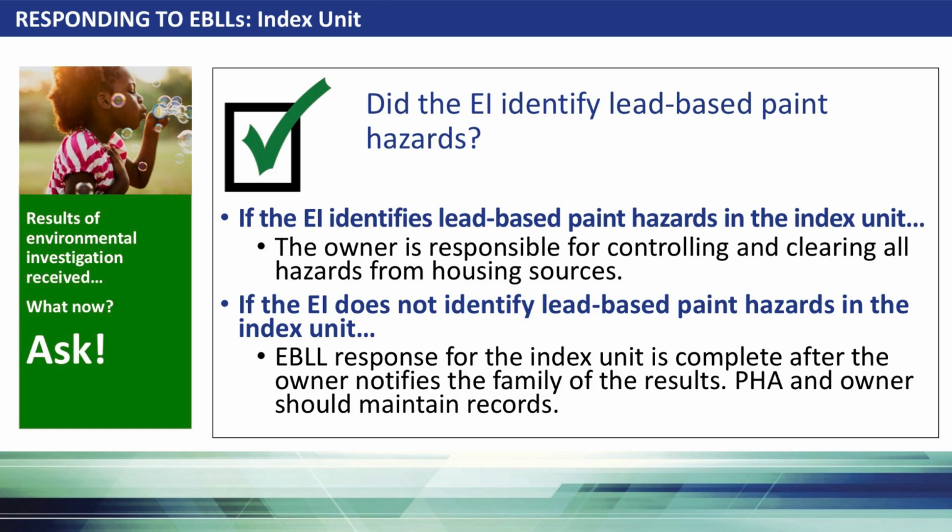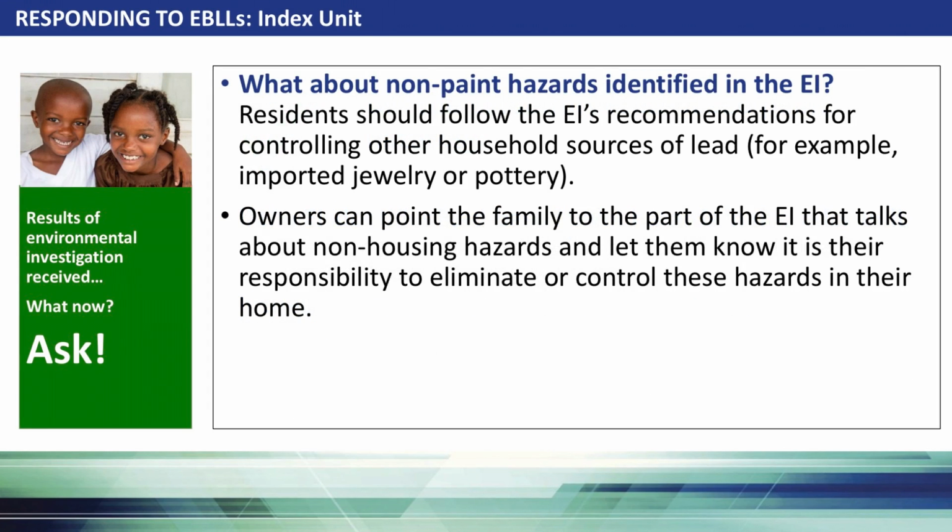One important point about the environmental investigation is that the report will not just identify hazards from lead-based paint, but will also identify other household sources of lead if discovered as part of the investigation. The owner is only required to control lead-based paint hazards identified in the EI, but families should follow the report's recommendations for controlling other non-paint household sources of lead, such as imported jewelry or pottery. The owner or the PHA can show the family the part of the report that talks about non-housing hazards and can let them know that it is the family's responsibility to eliminate or control these hazards in their homes.